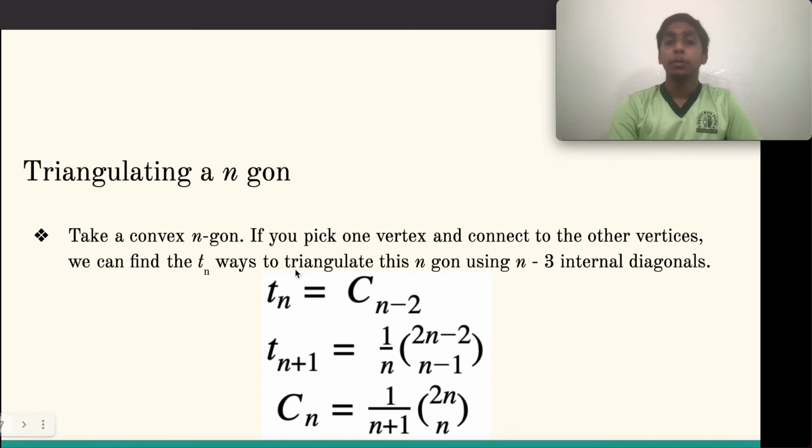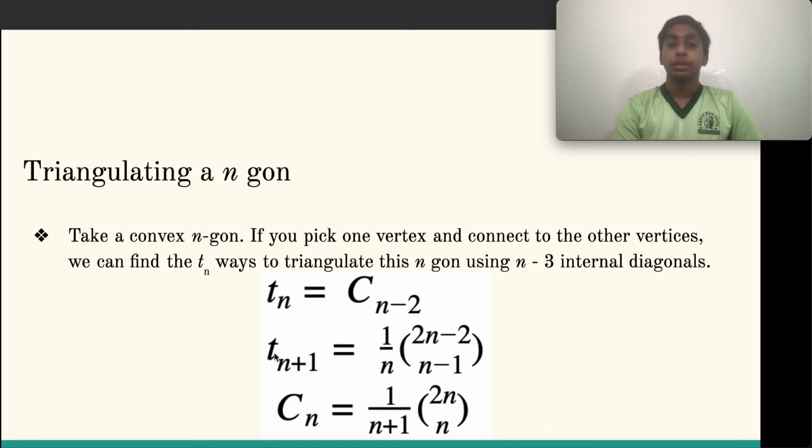So here are some formulas that we're going to need. First, t subscript n, the number of ways to triangulate, is going to be equal to c subscript n minus 2. N is going to be the number of sides, so we're going to find c of the number of sides minus 2. So if it was 5 sides, then it would be c of 3. And based on that, we can plug it into another formula I'll be going over shortly.